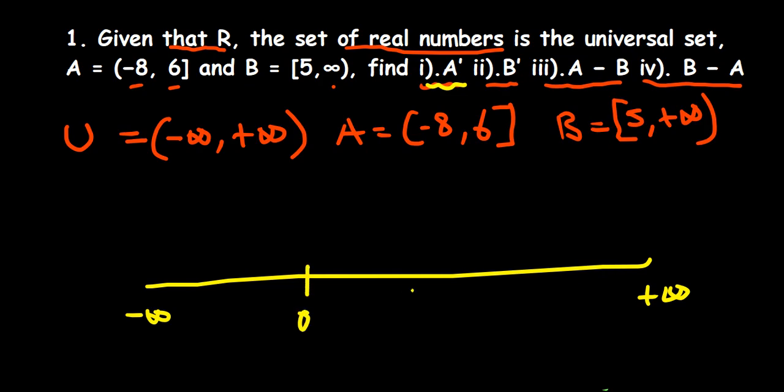Let me put my 5 here, and then I'll draw a line from 5 to positive infinity. The 5 is included, so you shade the circle and then you go all the way to positive infinity like that. And then what are we going to do? So this is our set B.